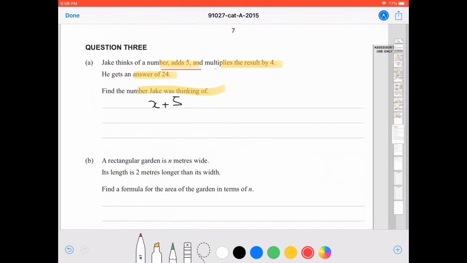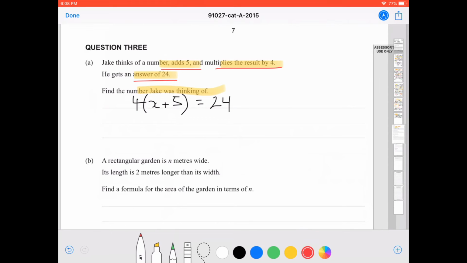And it then says he multiplies the result by 4. So x plus 5, and he multiplies this whole result by 4. Okay, so we write it like this. And this equals 24 because it says he gets an answer of 24.